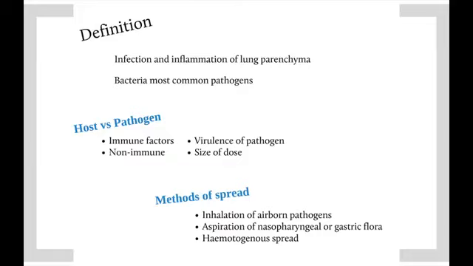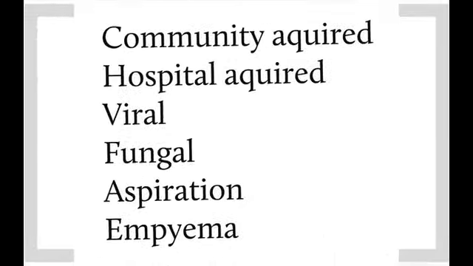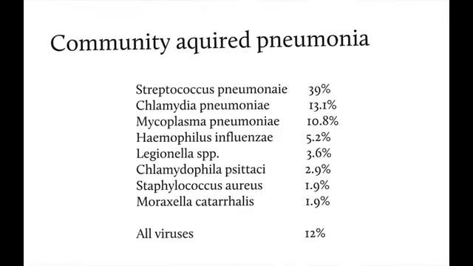The most common is probably transmission through aerosol. And there are various different types. Community-acquired and hospital-acquired is probably the biggest distinction. And different pathogens: viral, fungal, and aspiration, as we will speak about later. And empyema is an infected fluid within the pleural space. So community-acquired pneumonia does exactly what it says on the tin. It's pneumonia that's acquired in the community.